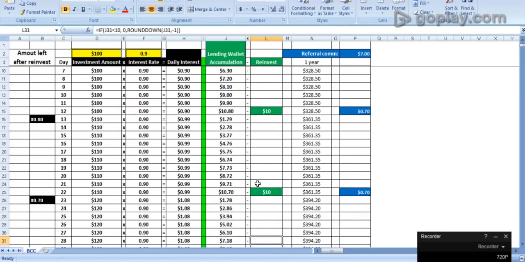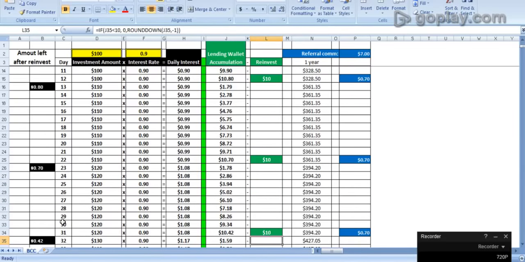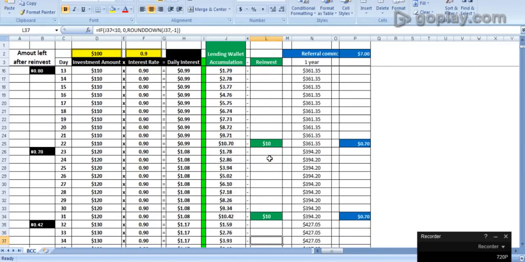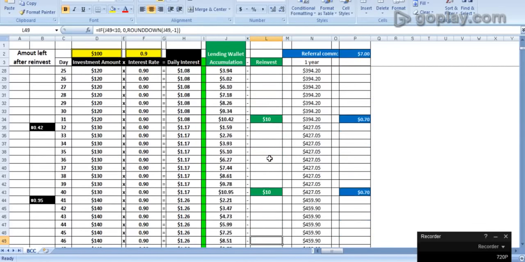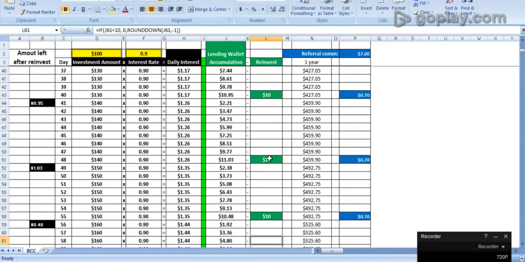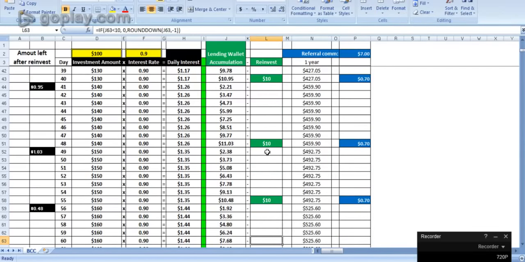So just to show you, after 1 month, your initial investment now will be $120. You'll be getting $1.08 per day. It starts out slow, you can see, but it does start to grow. As I move down here, you'll see these $10 reinvestments keep happening, and they're starting to get closer together.